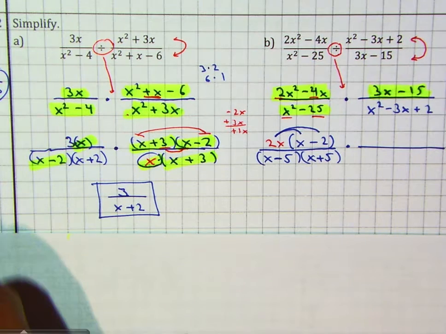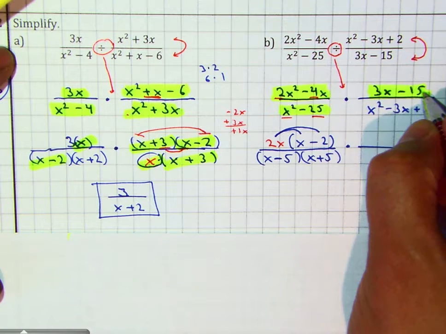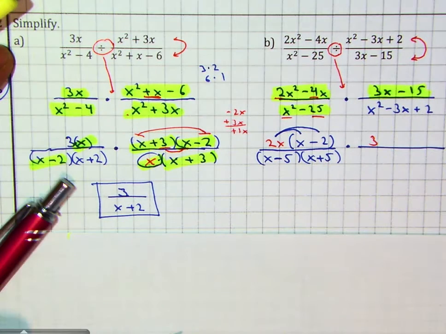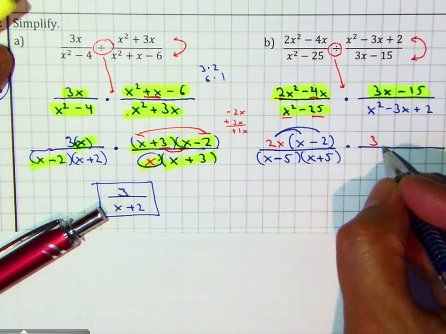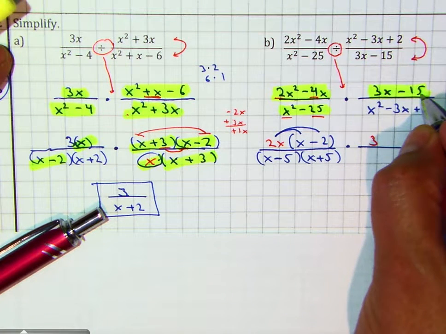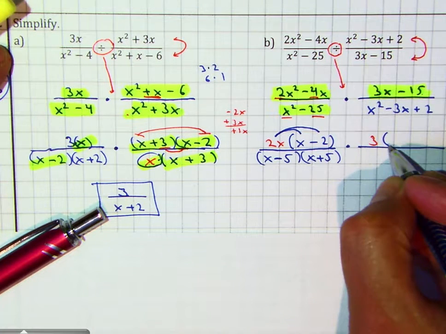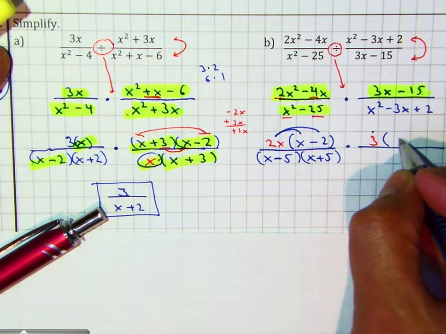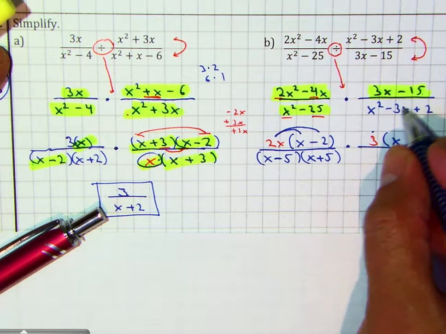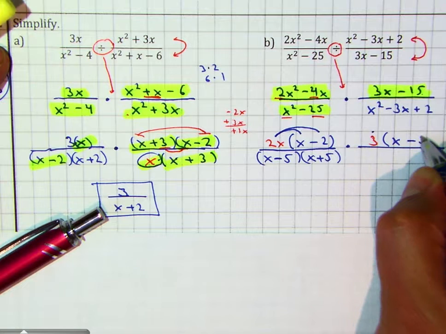I can factor a 3 out. And what's left behind? Can I take out an x? No, because the 15 does not have an x, so I cannot take out an x. Right? So what's left behind? 3 times x will give you 3x. 3 times negative 5 will give you negative 15.